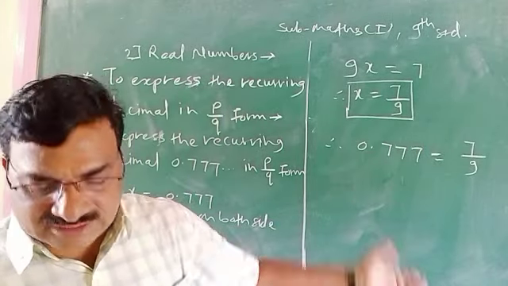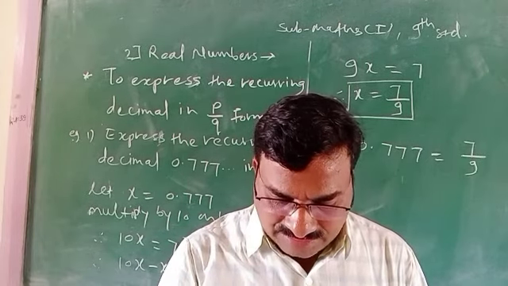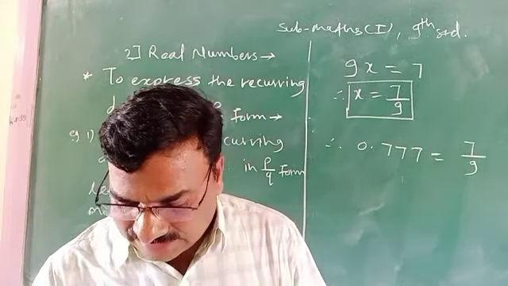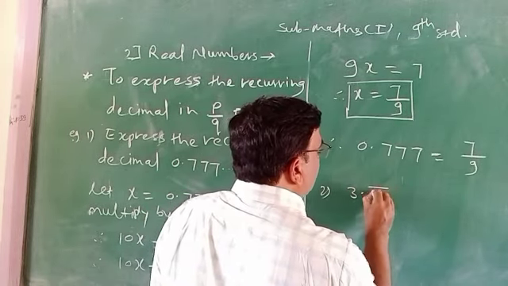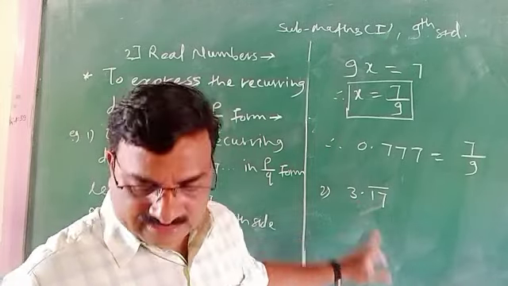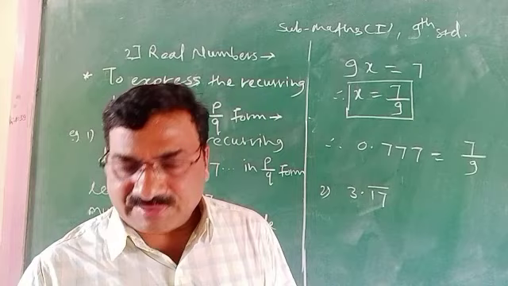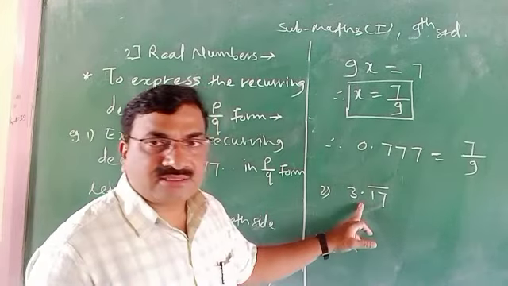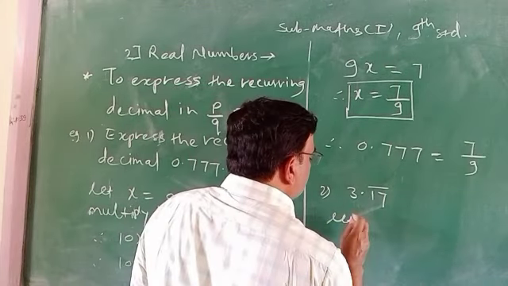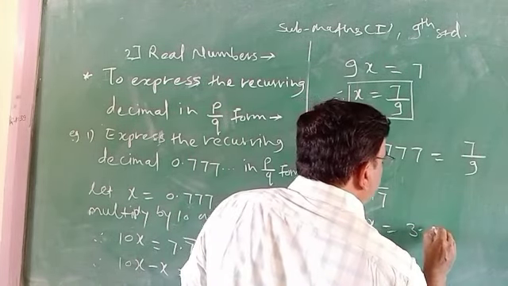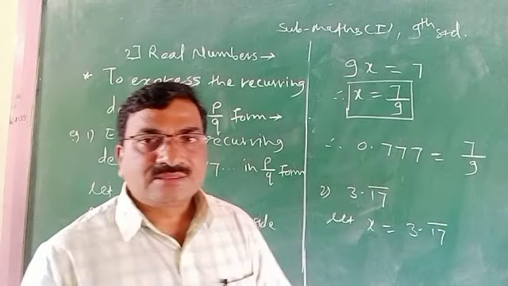In this way, we can solve from the practice set. There is another example, example number 3 from practice set 2.1, 3.17 recurring, that we can solve here. Then see again. Let x be equal to 3.17 recurring.